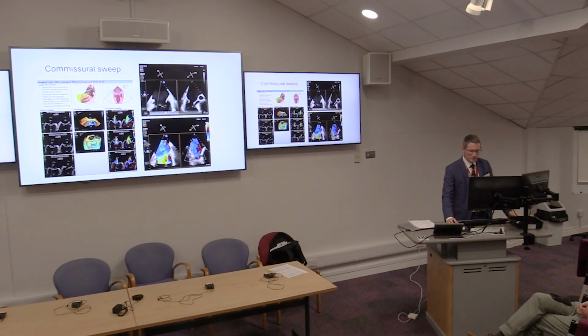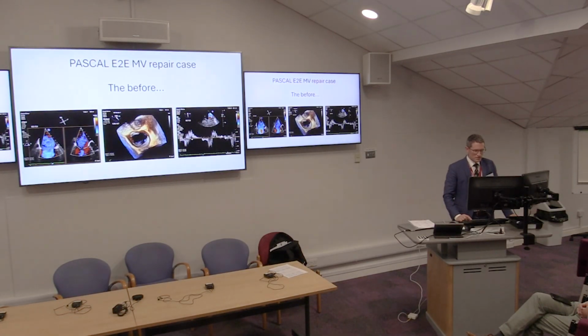So this is a nice example of severe MR secondary to a P2 flail. So this patient actually was deemed too high risk. I think the patient was in their late 80s. They had quite bad emphysematous lung disease on top of this.